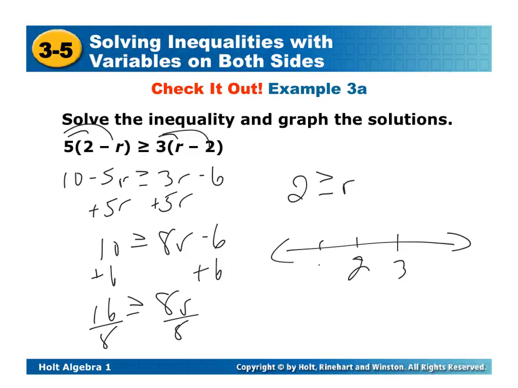Now you need to graph it. It's going to be a closed circle. R has to be less than 2, so our arrows should go to the left.